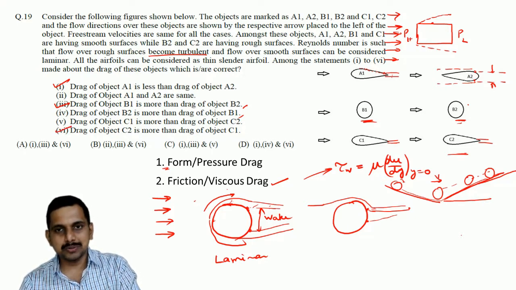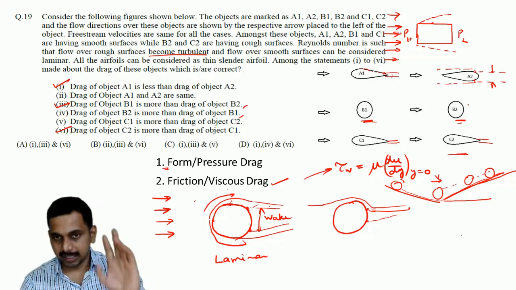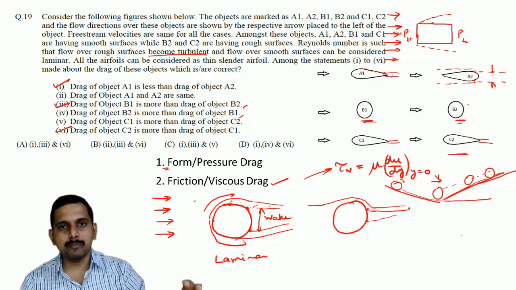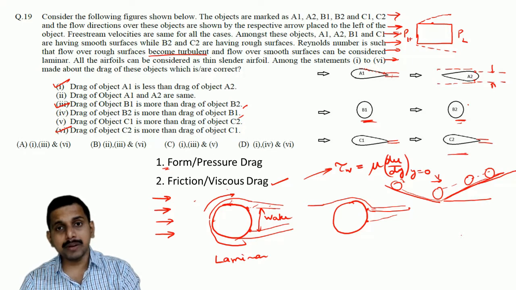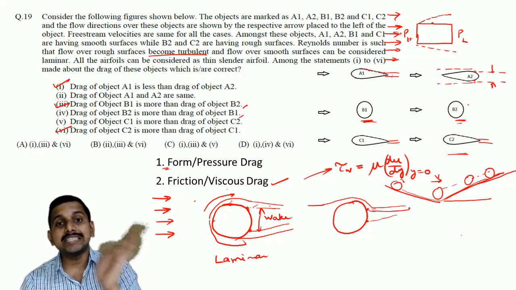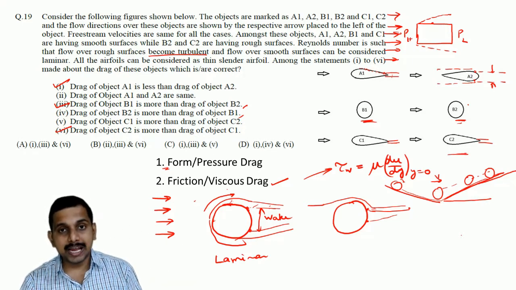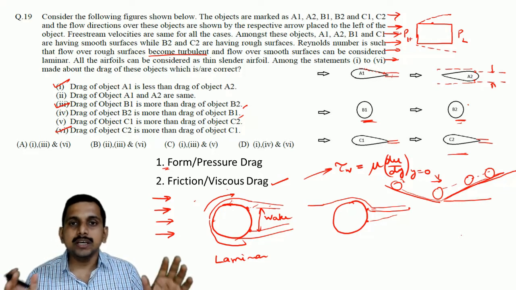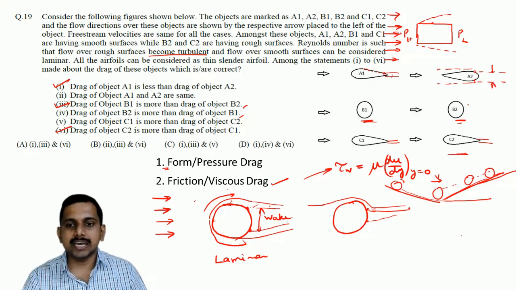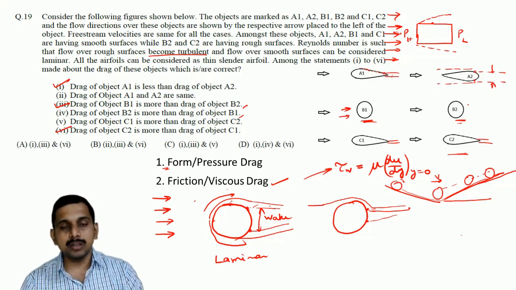I hope you understood this, students. So this is the main thing. There are two things. Again I will repeat. One is form drag, another one is friction drag. Form drag reduces when there is delay in the separation. Friction drag is low in the laminar flow and high in the turbulent flow. Now we have to see which is important. As in the case of the sphere or the cylinder, form drag is more reduced than the friction drag.